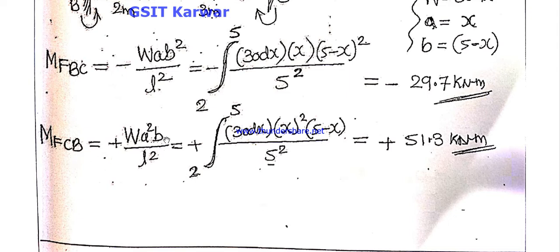The formula is W a square b by L square, equal to the integration. You can apply the limit 2 to 5. You can substitute the data and calculate the answer. You are getting 51.3 kilonewton meter.